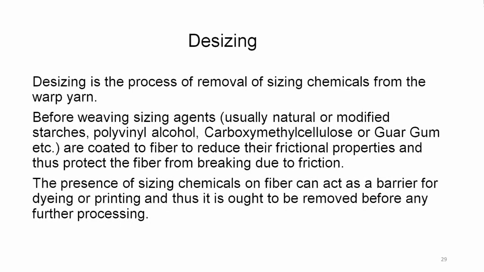Desizing. Desizing is a process of removal of sizing chemicals from the warp yarn. Before weaving, sizing agents, usually natural or modified starches, polyvinyl alcohol, carboxymethyl cellulose or even guar gum, are coated to reduce hairiness and thus protect the fiber from breaking due to friction. The presence of sizing chemicals on the fiber can act as a barrier for dyeing or printing, and thus it ought to be removed before any further processing.